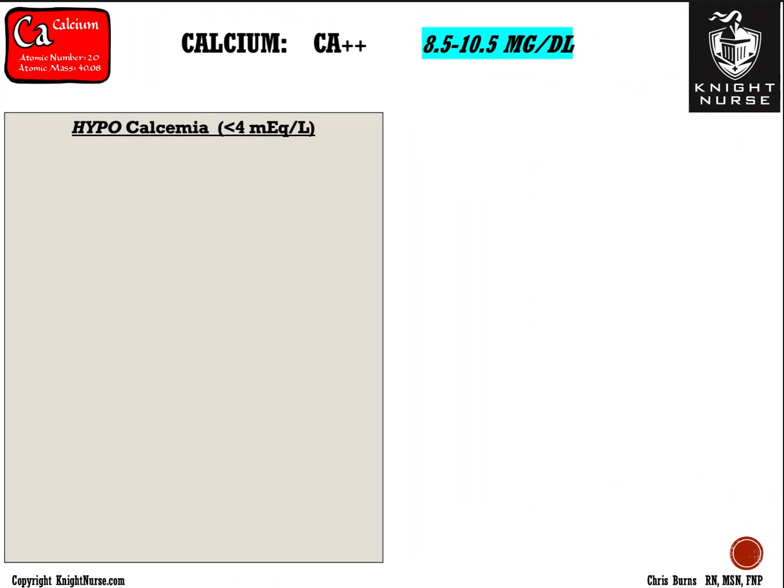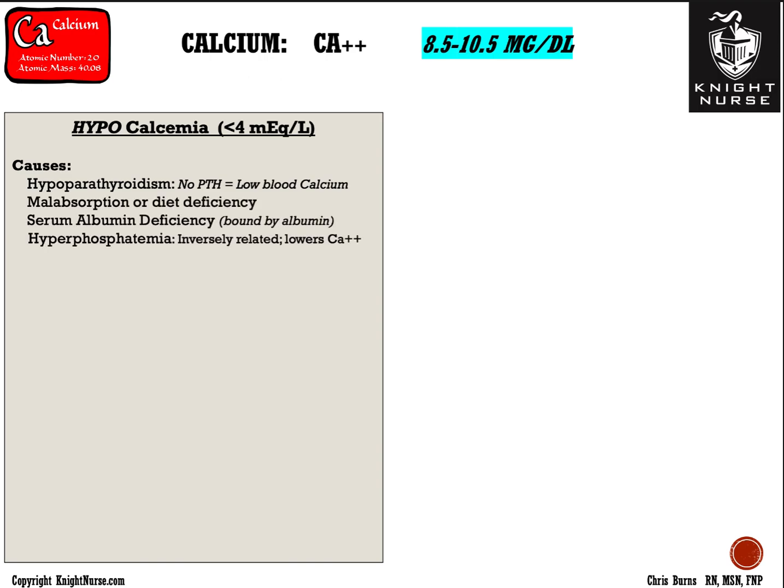So what do we see? With hypocalcemia, we have causes being hypoparathyroidism. If parathyroid hormone causes the release of calcium from the bone, then if you don't have parathyroid hormone, then you'll have low blood calcium. So hypoparathyroidism equals hypocalcemia. You can also have malabsorption, diet deficiencies, serum albumin deficiencies because calcium is carried on albumin, or high phosphate, hyperphosphatemia, will push you towards hypocalcemia. Alkalosis, excess calcitonin, which is the opposite hormone of parathyroid hormone.